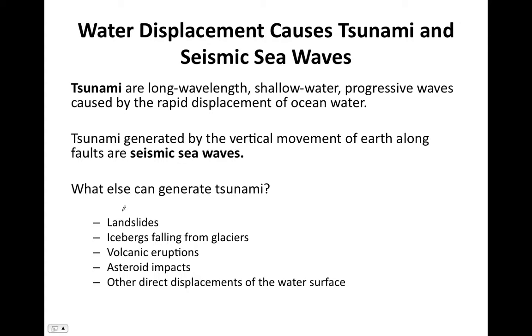What else can generate tsunami? Landslides, icebergs falling from glaciers, volcanic eruptions can generate tsunami, asteroid impacts can generate tsunami, and other direct displacements of the water surface can generate tsunami.